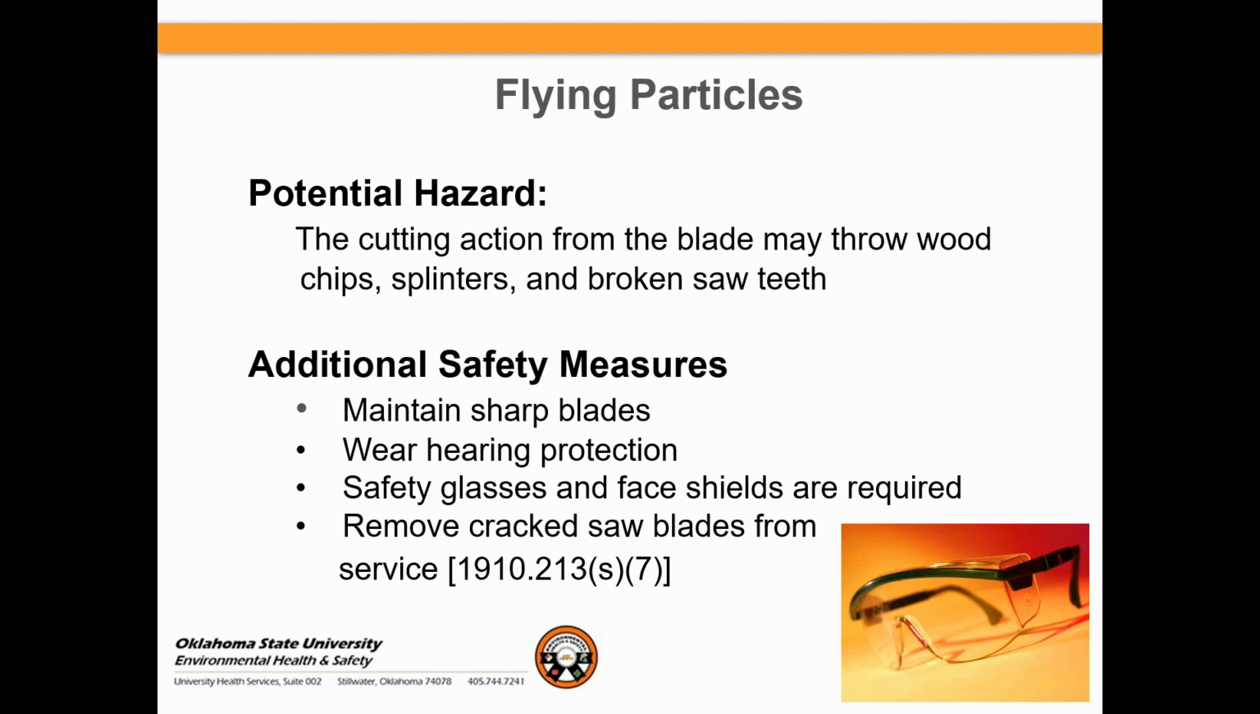Here are some potential hazards. The first thing we want to talk about is flying particulates. Why is it so important? The cutting action from the blade may throw wood chips, splinters, or even broken saw teeth. Additional safety measures include maintaining sharp blades, wearing hearing protection and safety glasses; face shields are required. Remove any cracked saw blades from service. That's actually noted in OSHA standard 1910.213(s)(7), where you'll find that information as far as cracked saw blades are concerned.